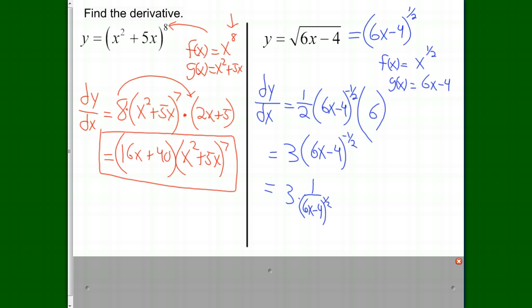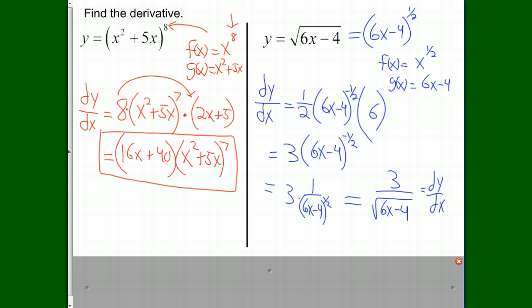That's to the 1/2 power. And what we get is 3 over, since the 1/2 power is a square root, the square root of 6x minus 4. And that's our derivative. That's dy over dx.